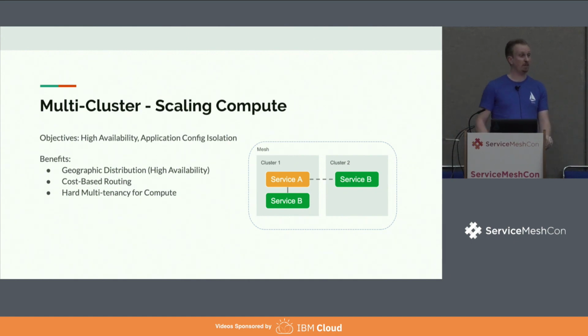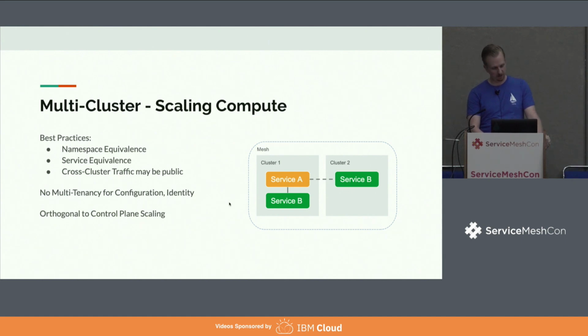You can also do cost-based routing here. For instance, in this example where we have 2 clusters serving service B, it's important to note that the service for one is one service. And service A can selectively call service B locally, which is likely to be the most inexpensive networking call. Or if service B in cluster 1 is for some reason overwhelmed or flat out down, service A can communicate with cluster 2's service B using a service mesh.